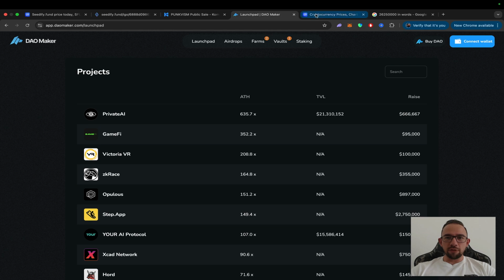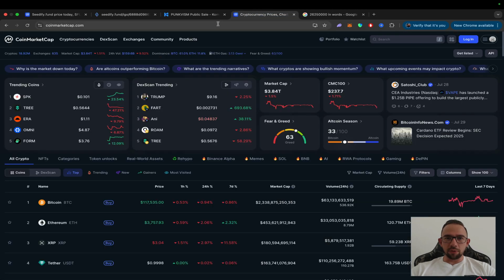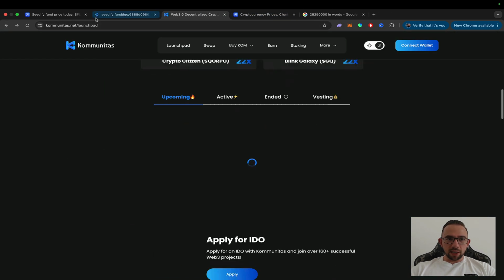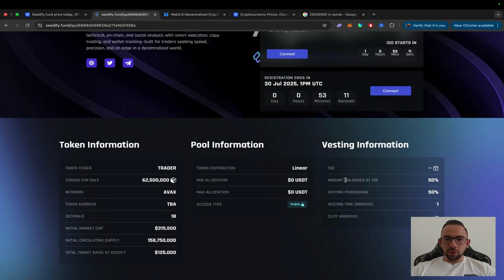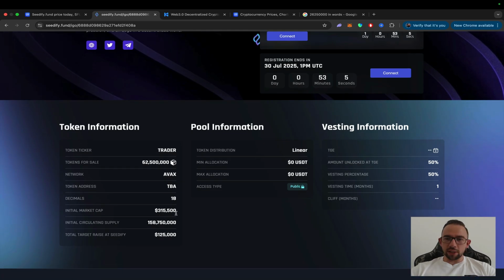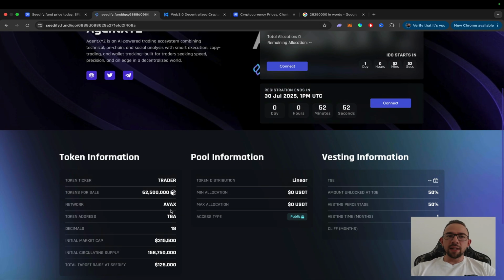Now, if you look at something like, well, Downmaker is a bad example, apparently. Let's go back one more. So here, you have a 50% TGE and then another one-time vesting. Yeah, initial market cap is only 300K, and the target raise at CDFI is 125K. So 125K, of which 50% is TGE, 75K sell pressure, and the market cap is relatively low. Okay, pretty dangerous, right? Because the market cap is so low.